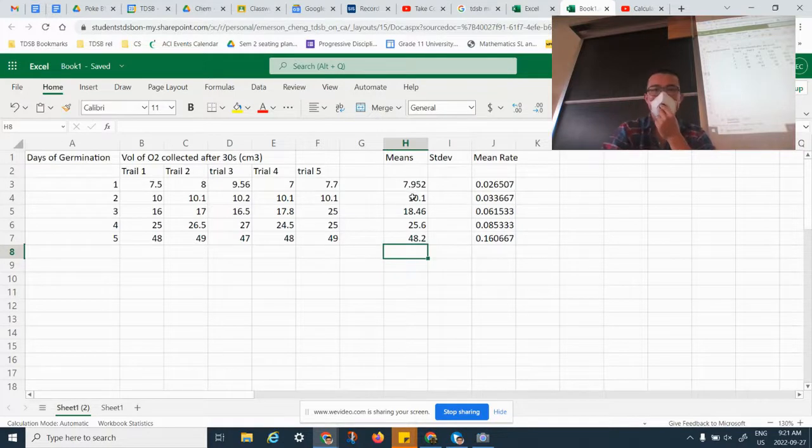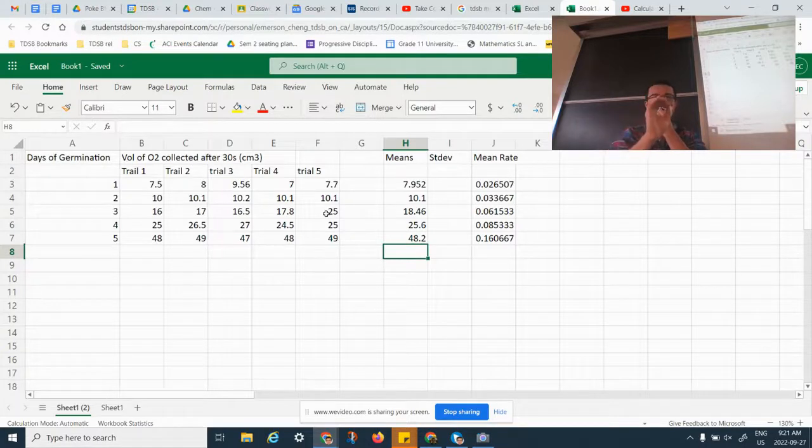Now, one thing here: if you look at all these trials, the first row is relatively spread out, but not that spread out. Here, this is a lot tighter. The samples are all close to 10.1. Here, this one, you have 16, you have 17, you have 16.5, you have 17.8, and then you somehow have a 25.